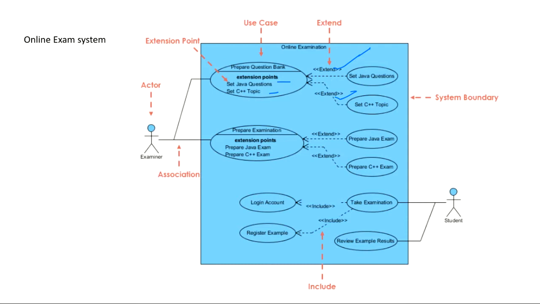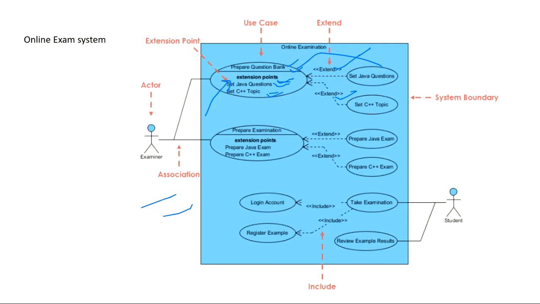So that if a person sees this use case diagram and first sees this use case, prepare question bank, then he need not look left or right. He can directly see that whenever you are preparing a question bank, you have two options. Either you can use Java questions or you can use C++ questions. These are the options. Extend is an option. Only in some cases Java will be included. Only in some cases C++ will be included.